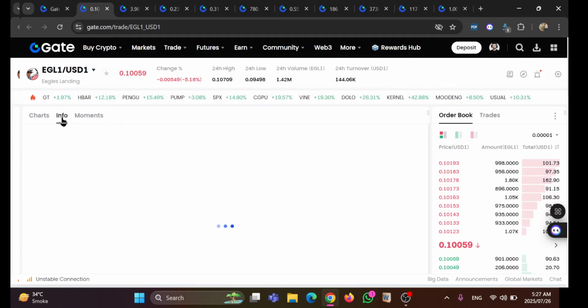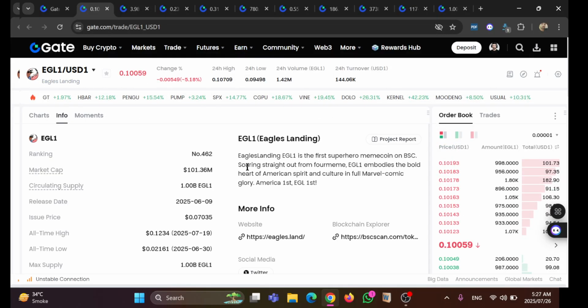Let's read the information about it. Eagle Landing EGL1 is the first superhero meme coin on BSC, soaring straight out from the four meme. Eagle 1 embodies the bold heart of American spirit and culture in full Marvel comic glory. America first, EGL first. It is ranking 462, and its market cap is 101.63 million USDT. Circulating supply is 1.001 billion.